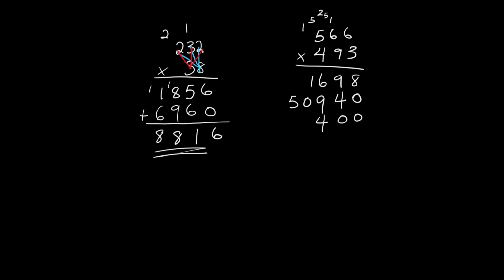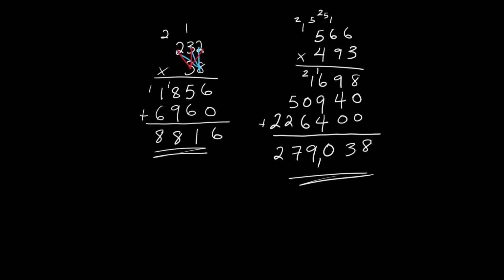4 times 6 is 24, plus 2, which is 26, and carry another 2. And 4 times 5 is 20, plus 2, that's 22. And so our final answer will be the sum of these numbers. So that will be 8, 13, carry 1, 20, carry 2, 9, 7, 2. And that will be our final answer for that problem.